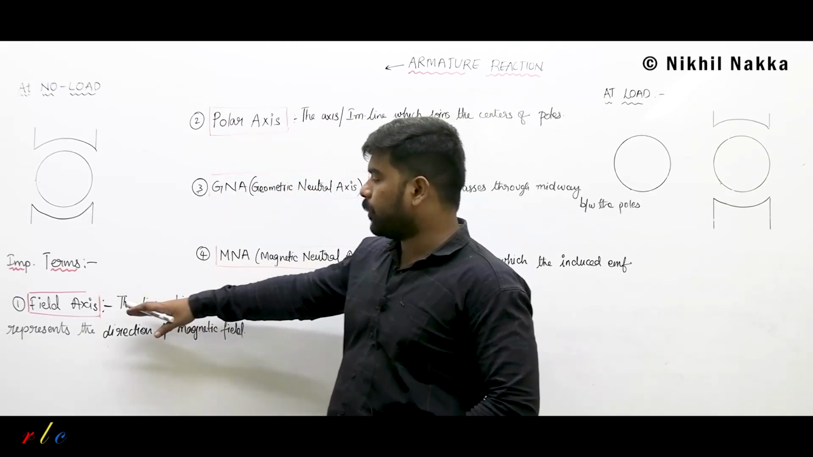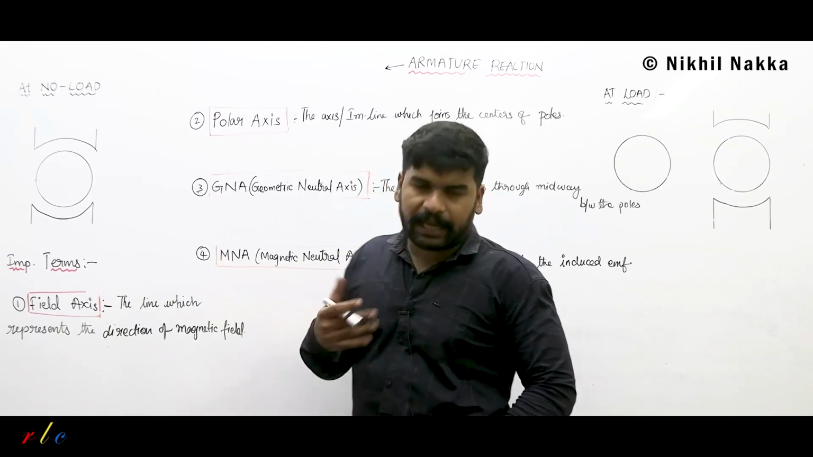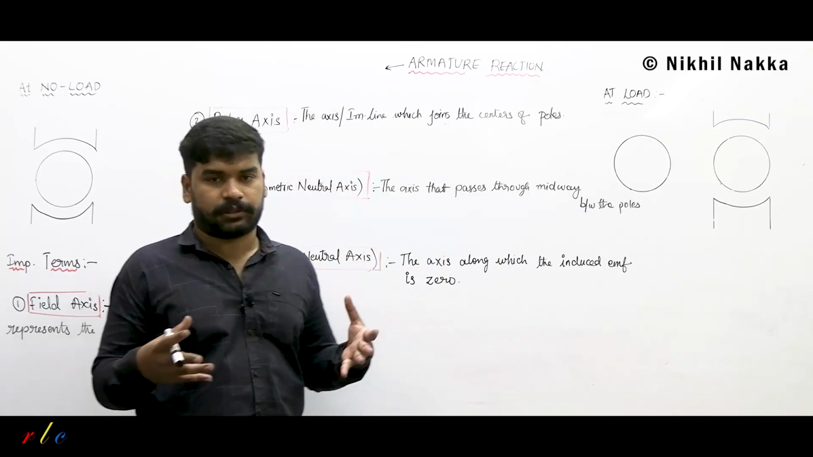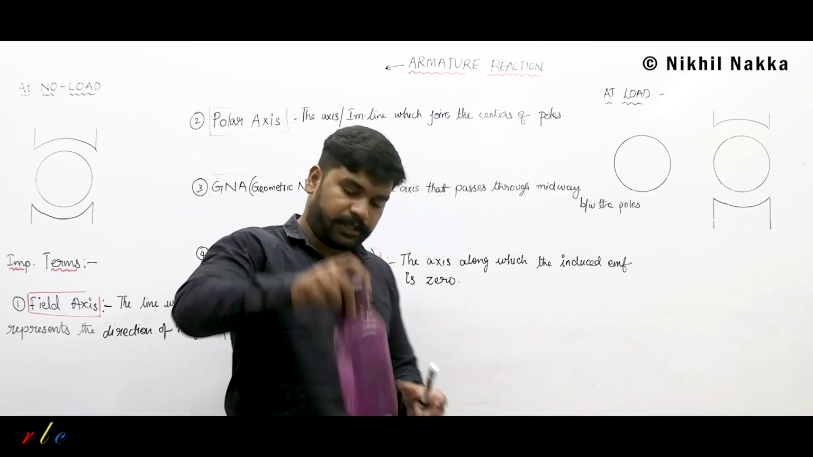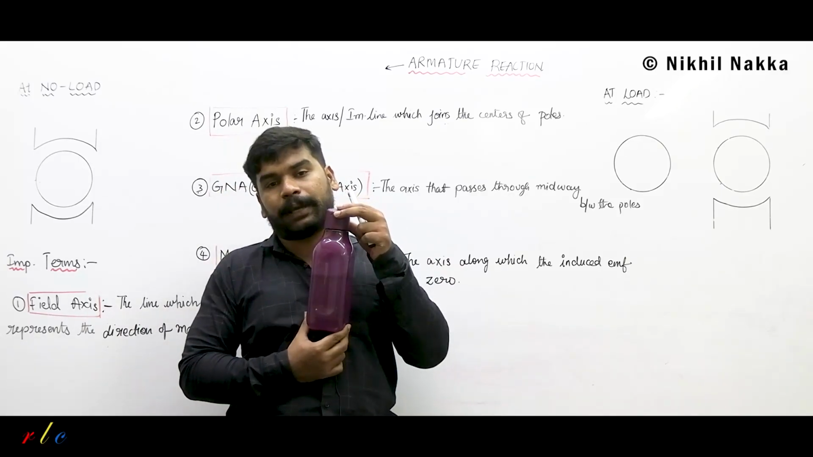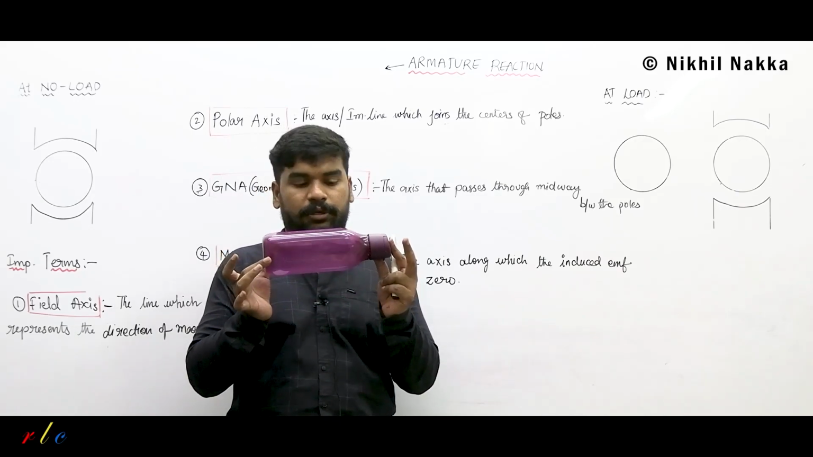So the first term I am going to take is called the field axis. What do you mean by axis in general? Axis in general exists for any physical object. Let us say there is a water bottle over here. This water bottle also has some axis. Now I am asking you, what would be the axis of this water bottle?